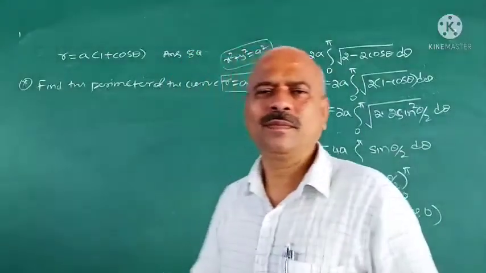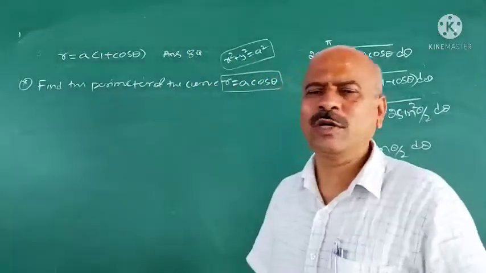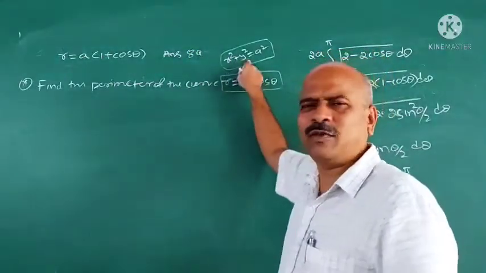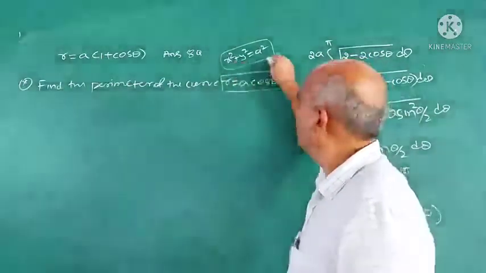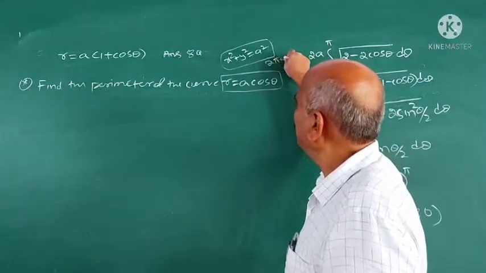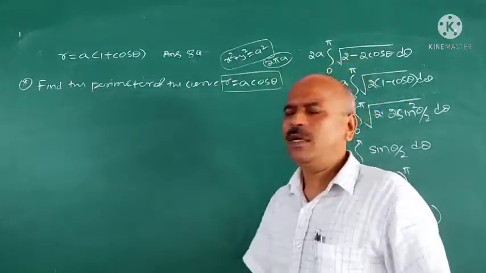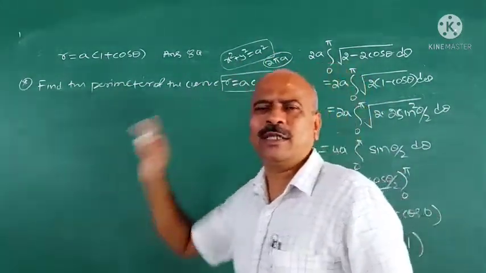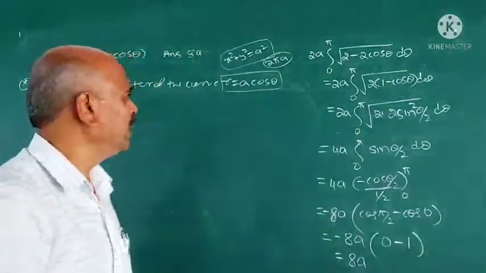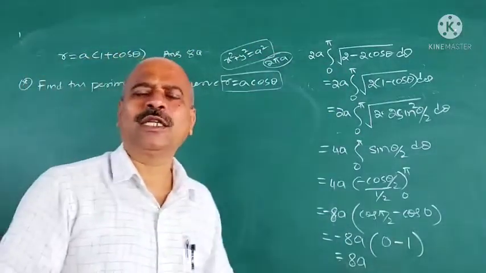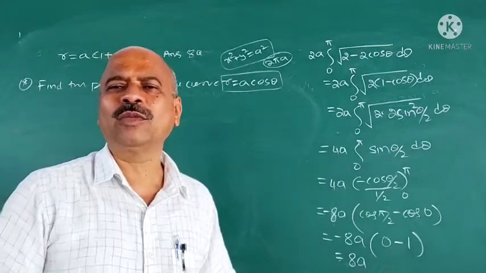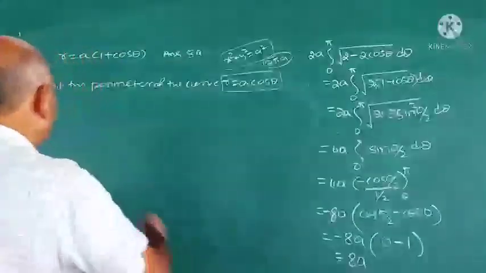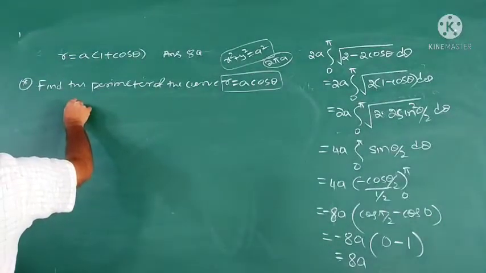It is a primary school standard question, because x square plus y square is a square represents a circle whose radius is a. Therefore, what is the perimeter? 2 pi a. That is the perimeter. But you don't know the equation in the Cartesian form here. r is equal to a cos theta represents a circle, and you should know what type of circle it is. What is the radius of that circle? For that, you have to trace the curve.